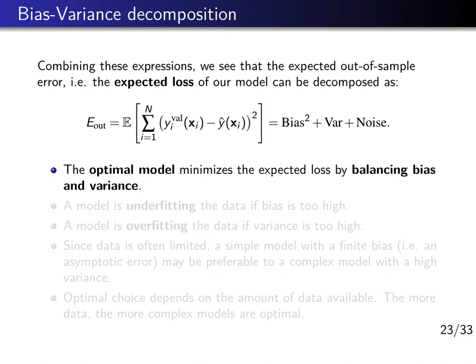Now we can combine these expressions and write the expected out of sample error or the expected validation loss of the model as follows. So again, we just write the definition of the expected validation loss, which is the expectation value over all the samples of the square differences between the labels at the data point xi and the model predictions at the data points xi.